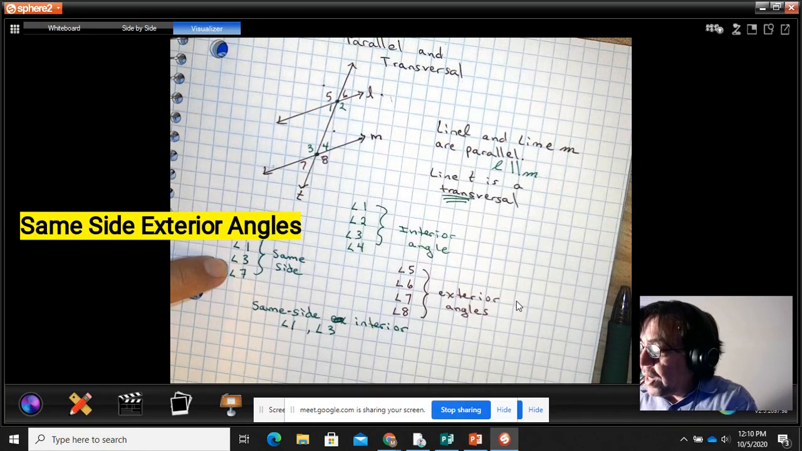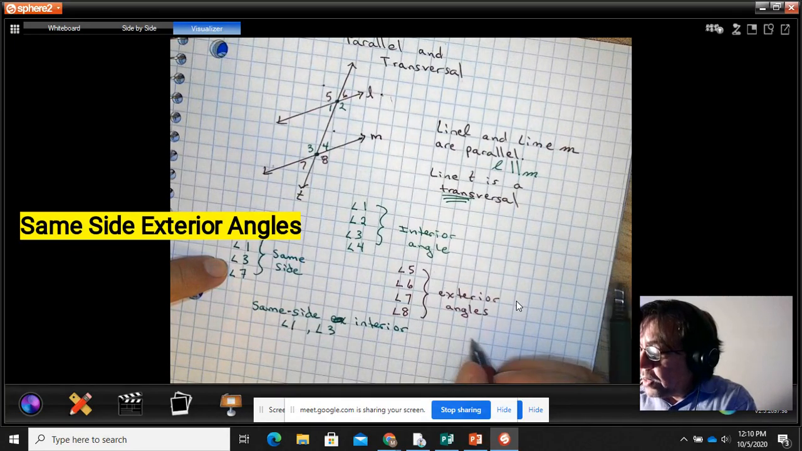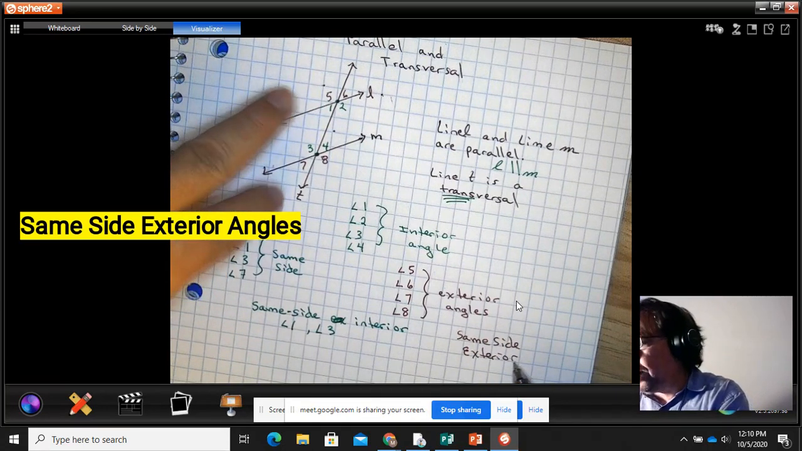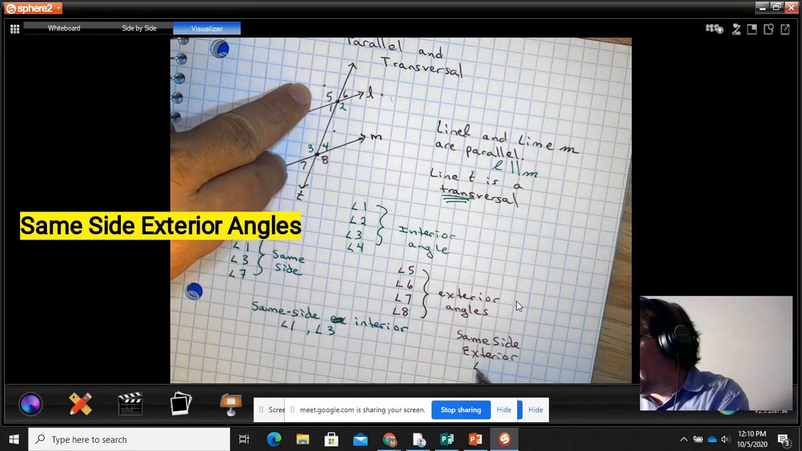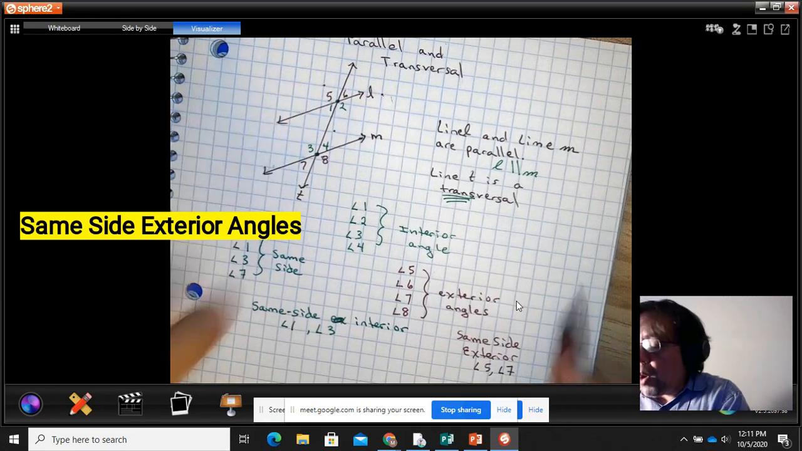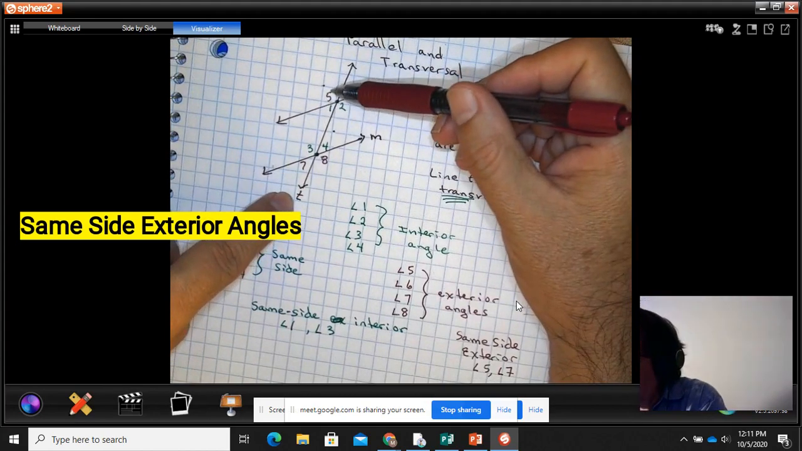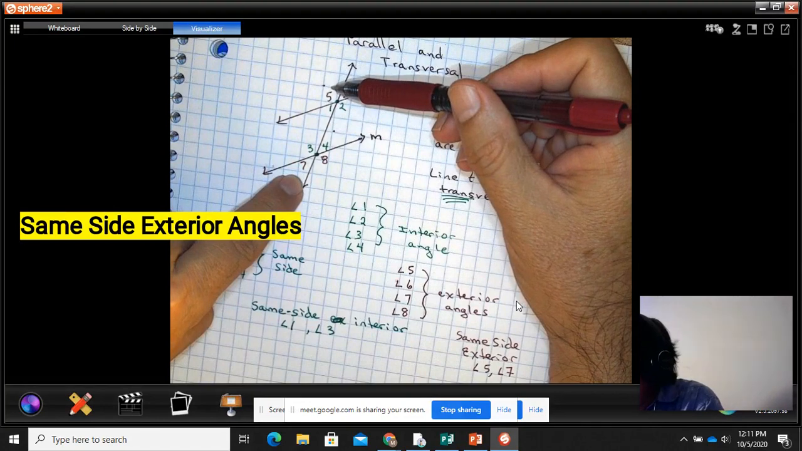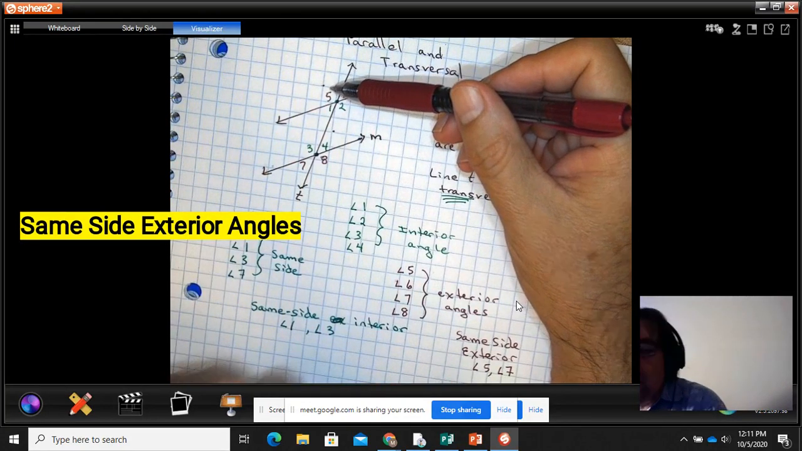So here I can say same side exterior are angles 5 and angle 7. They're both on the left-hand side, they're both on the same side, and they're both outside. They're called same side exterior angles.